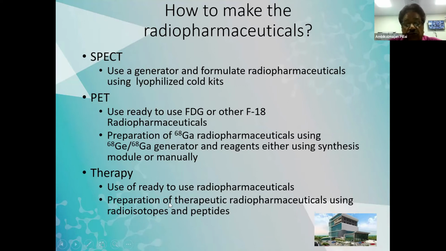Then we also do the preparation of therapeutic radiopharmaceuticals using radioisotopes and peptide. The peptide comes separately, the radioisotopes come separately, and there is a big responsibility for the nuclear medicine technologist or the radiopharmacist working there to make the therapeutic radiopharmaceuticals in the right manner. So if you look at it, radiopharmacy revolves around making SPECT radiopharmaceuticals, gallium radiopharmaceuticals, and therapeutic radiopharmaceuticals. This is where the most important training is needed for the radiopharmacist in a clinical setup.